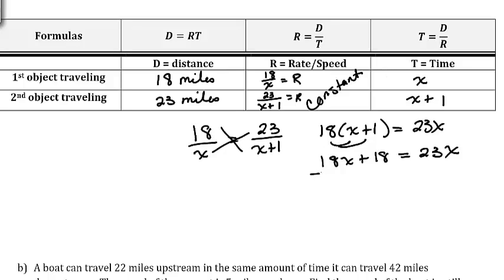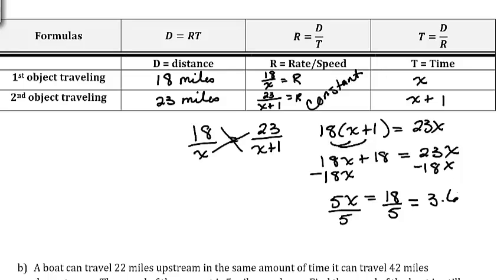We want to get the x's on one side and the constant alone, so we're going to subtract 18x from both sides. And 23 minus 18 gives us 5, so we have 5x equals 18, and then to get x we just divide by 5. And 18 divided by 5 gives us 3.6.